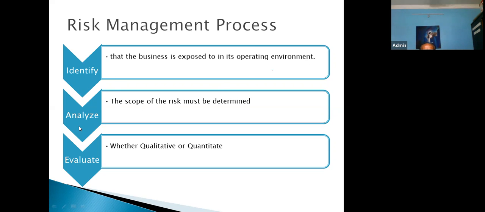Another process, analyze. Now what is to be analyzed? The scope of the risk must be determined. Suppose if fire takes place, what is the scope of this risk? The entire material can be burned. Then whatever number of employees and laborers are working in that location, they may also get injured. Sometimes they may die also. So this is the scope of the particular risk: material, human beings, loss to the company. That scope has to be analyzed.